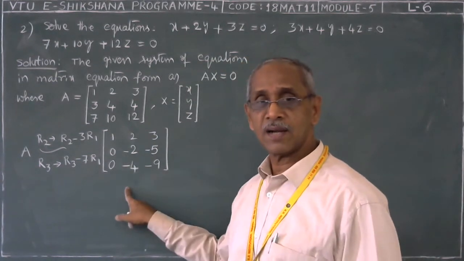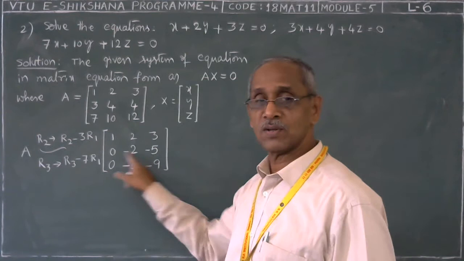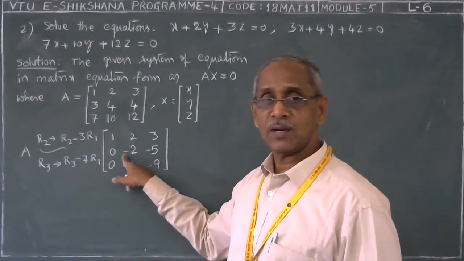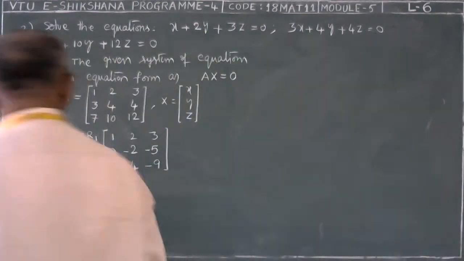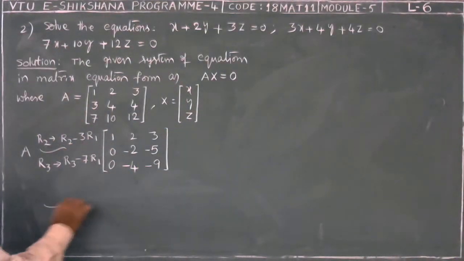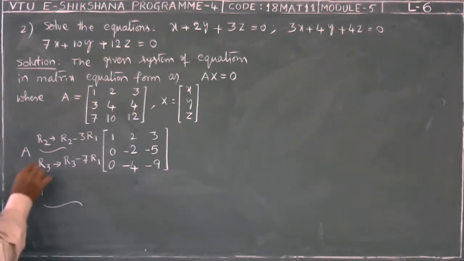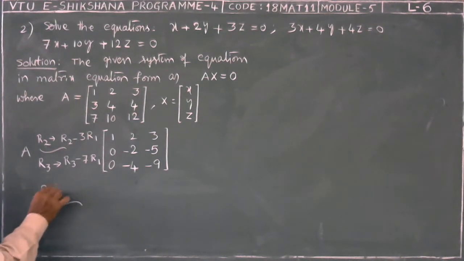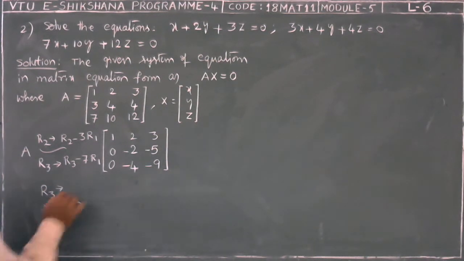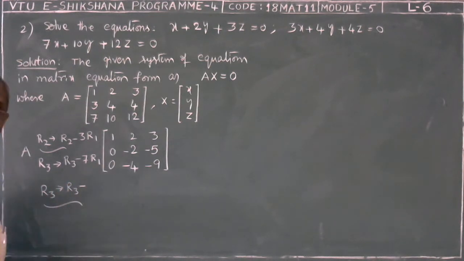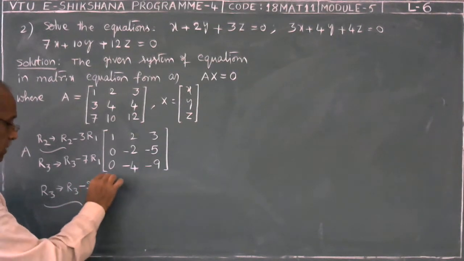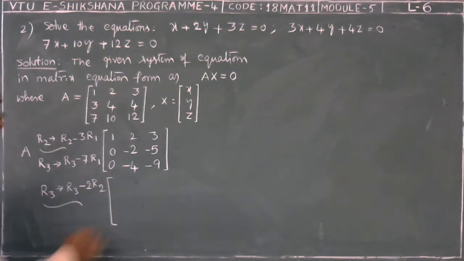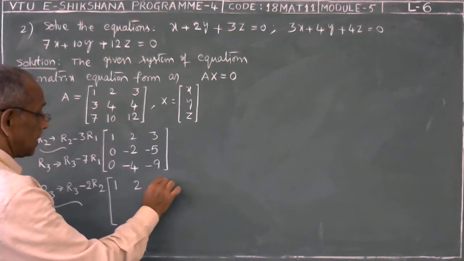elements below it not equal to 0. So I will make this element 0. It's very simple. Multiply R2 by 2, it becomes minus 4, and then subtract this. It will automatically become 0. So the next operation is, this is equivalent to, R3 changes to R3 minus 2 times R2.